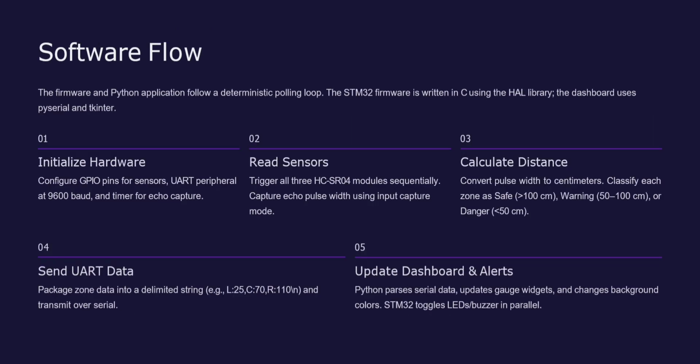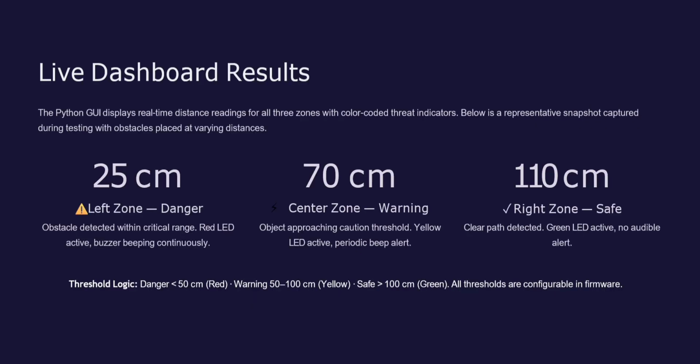The software flow. The software first initializes the STM32 peripherals including GPIO, timers, UART, and the ultrasonic sensors. The controller then reads the distance from all the 3 sensors one by one. After calculating the distances, it sends the values through UART protocol to the Python dashboard. The dashboard updates the readings and the warning logic checks the threshold values before repeating the process continuously.